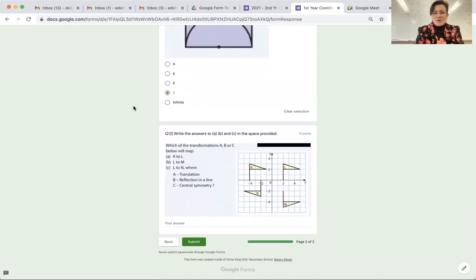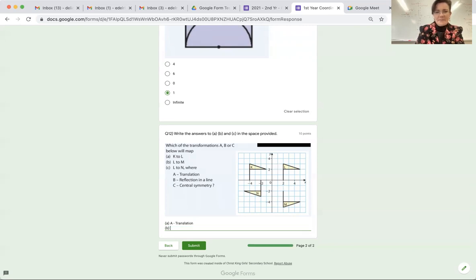Right, question 12 then. Write the answers to A, B, and C in the space provided. Which of the transformations will map K to L? So here's my object K, and to go to L, it's exactly the same shape, it's just moved. So for part A, K to L will be a translation.